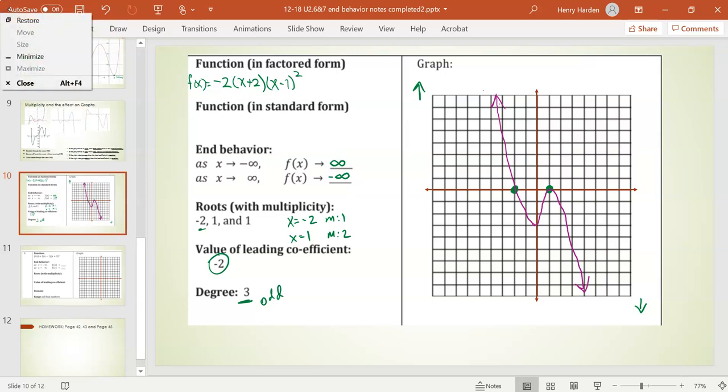Now the standard form, sometimes you won't be asked for it or whatever, but really with standard form, you're literally going to multiply this all out. So to do the standard form, you're going to take it and you're going to multiply it all together. So you're going to say -2 times x plus 2 times x minus 1 times x minus 1. Remember, x minus 1 with a multiplicity of 2 means you have two of them. Okay, so I'm going to sort of do this work in different places. All right, so I'm going to do the x minus 1 first.